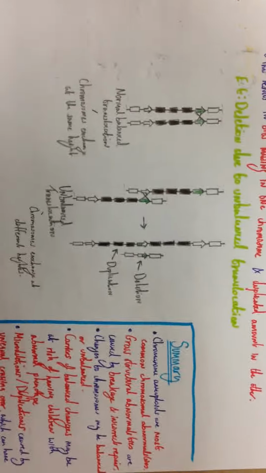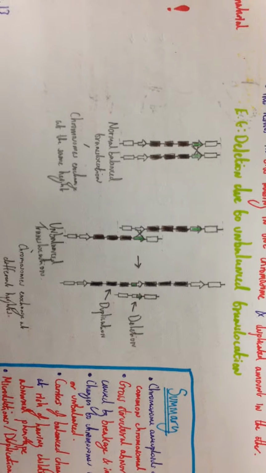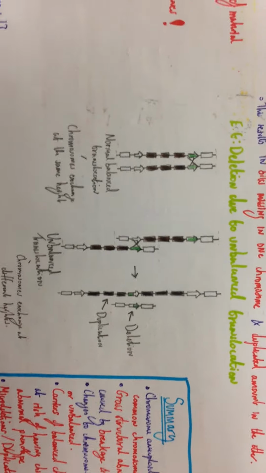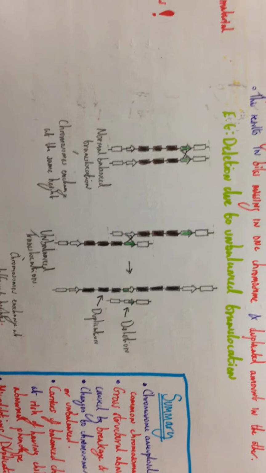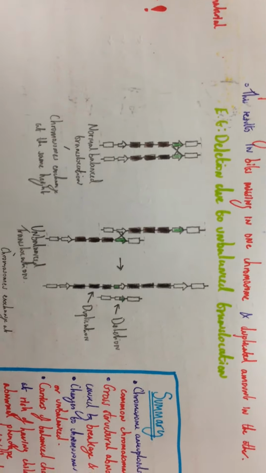So, as we can see in the picture, on the left is our normal balanced translocation, where the chromosomes exchange at the same height and the same genetic information is exchanged. So there's an equal exchange of genetic material. Simple.